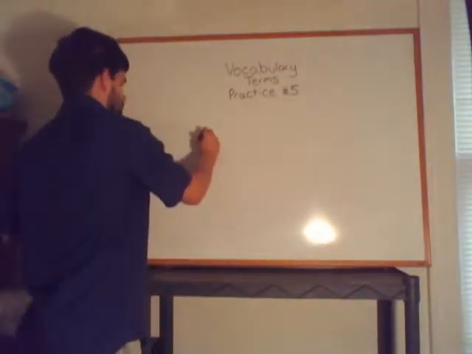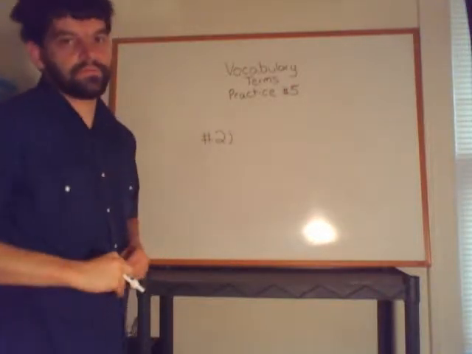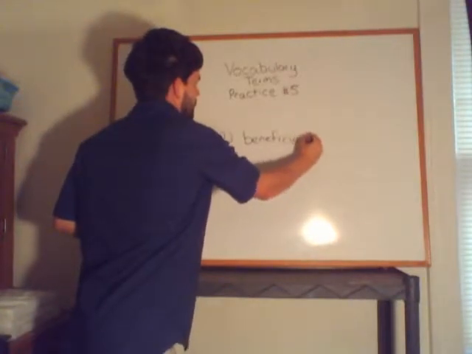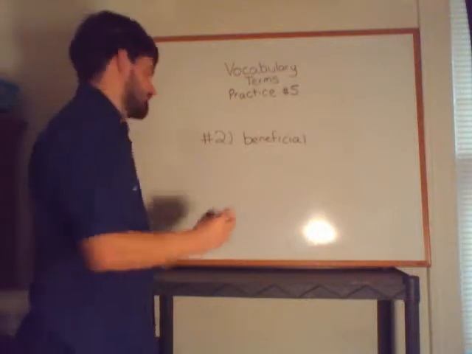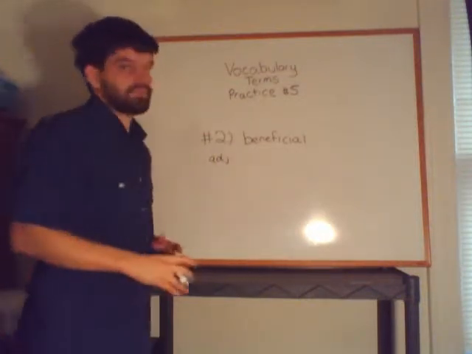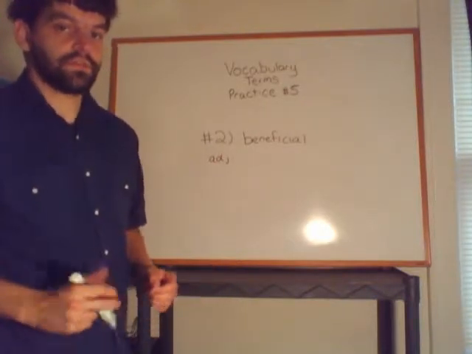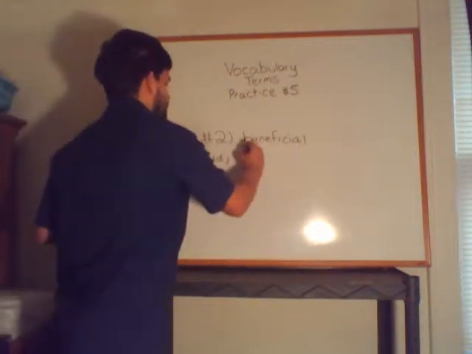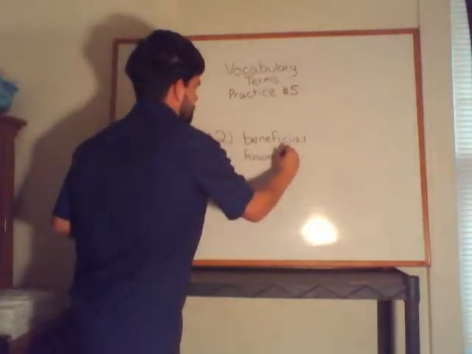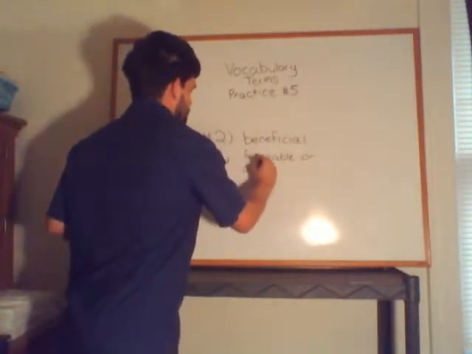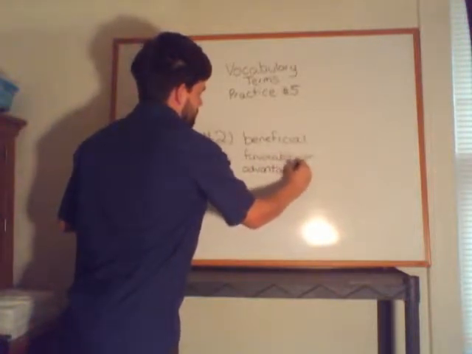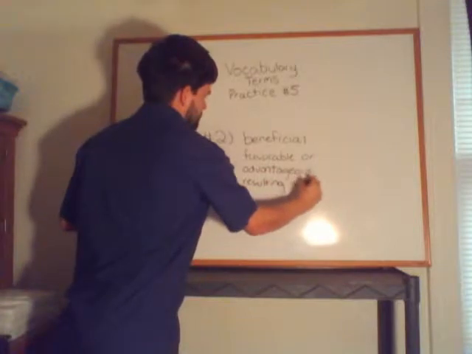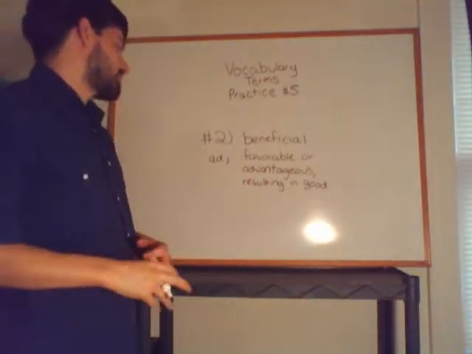So our second word is the word beneficial. It is spelled BENEFICIAL. Beneficial, by its definition, is an adjective, so I will abbreviate that with ADJ. An adjective, remember, is something that describes a noun. It describes a person, place, animal, or thing. So the definition of beneficial is favorable or advantageous, resulting in good. So, favorable or advantageous resulting in good.